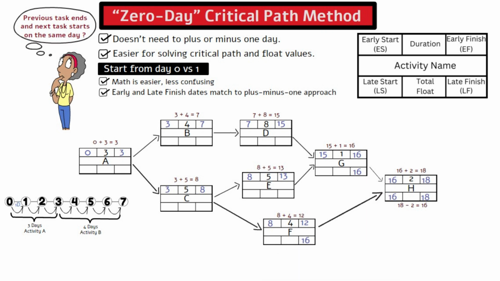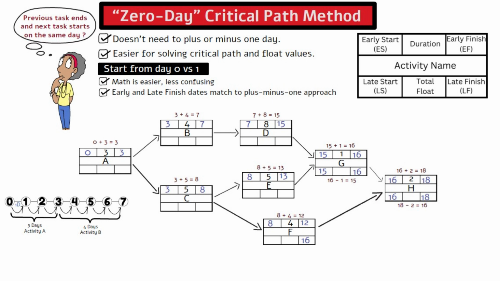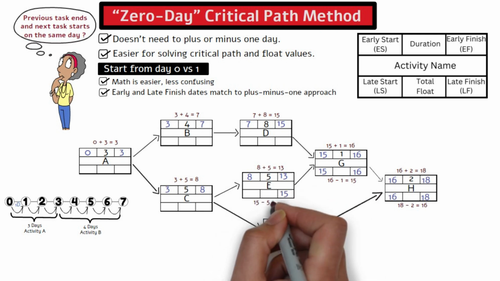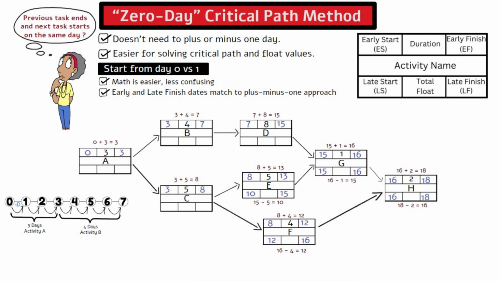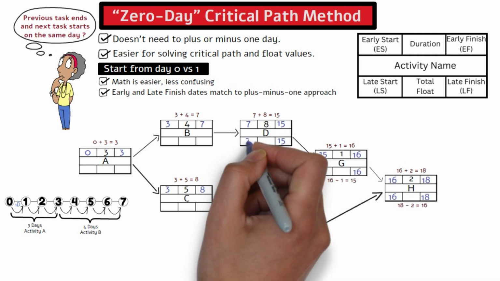The late start for activity G is 16 minus 1 equals 15. The late start for activity F is 16 minus 4 equals 12. The late start for activity E is 15 minus 5 equals 10. The late start for activity D is 15 minus 8 equals 7.